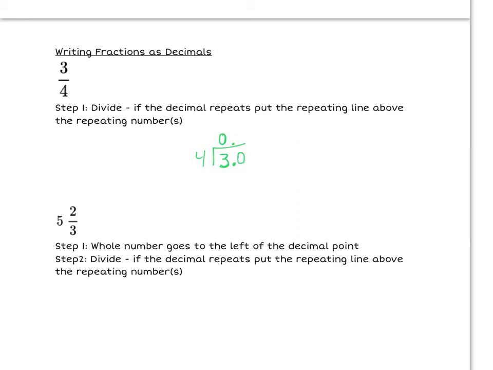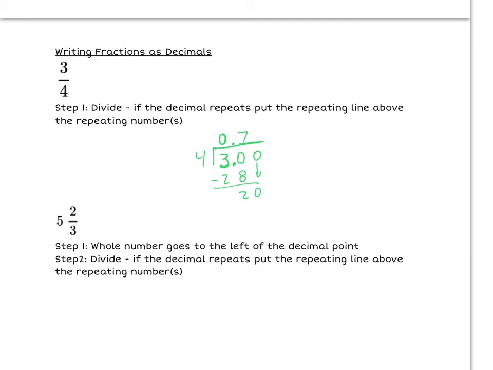How many times does 4 fit into 30? 7 times. 28. Subtract. 30 minus 28 is 2. Put another 0, bring it down.